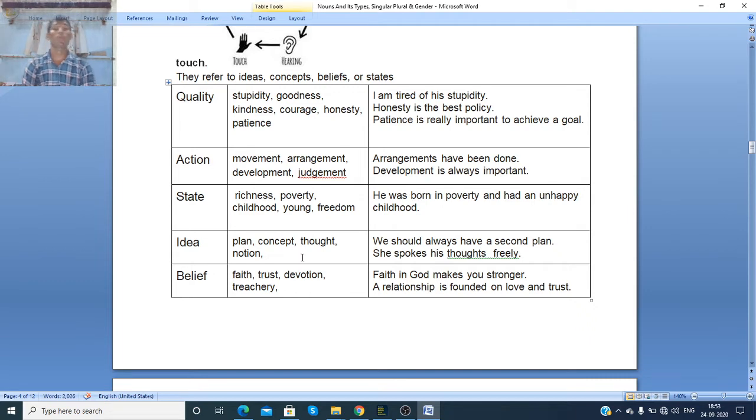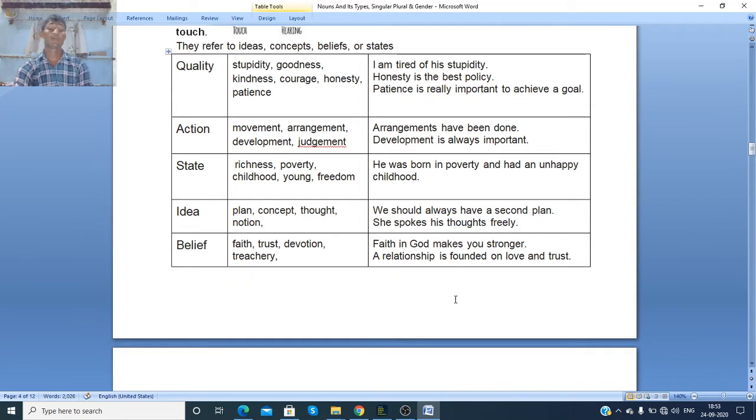Idea: plan, concept, thought, and notion. We should always have a second plan, abstract noun. She spoke his thoughts freely. Thought, abstract noun. Belief: faith, trust, devotion, treachery. Faith in God makes you stronger. So faith is an abstract noun. A relationship is founded on love and trust. So the words love and trust are abstract nouns.